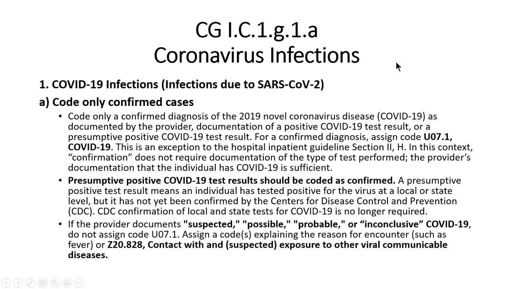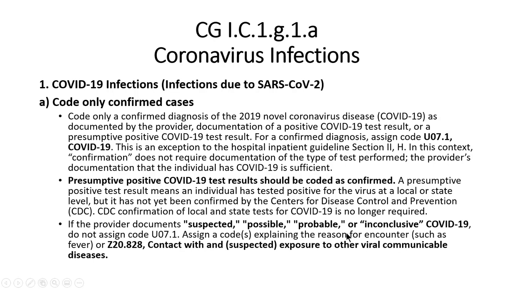The guidelines for coronavirus, I'm not going to go into these in great detail. This podcast is published as a PDF, so you can read it for yourself. What is important is only confirmed cases are coded. A presumptive positive is coded as confirmed. And if the provider documents suspected, possible, probable, inconclusive, you don't assign that U07.1 code.